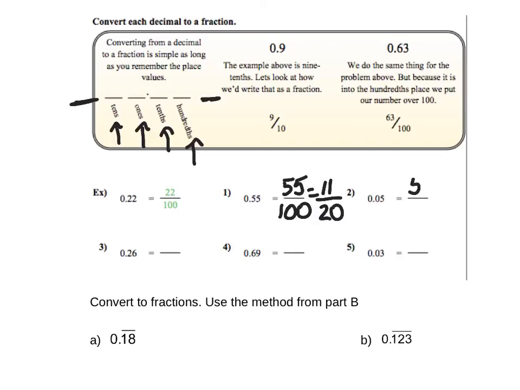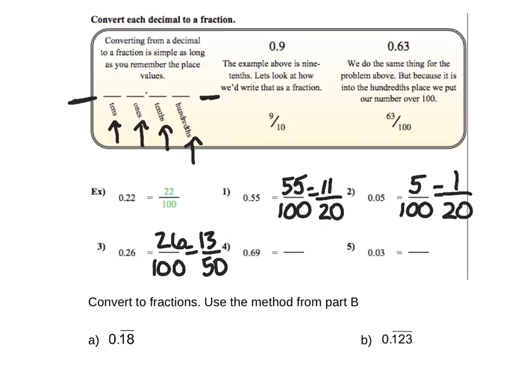0.05 is 5 over 100. That can be reduced. 5 divided by 5 is 1, and 100 divided by 5 is 20. 0.26 is 26 over 100. This one is divisible by 2, so you end up with 13 over 50. And the next two are similar.